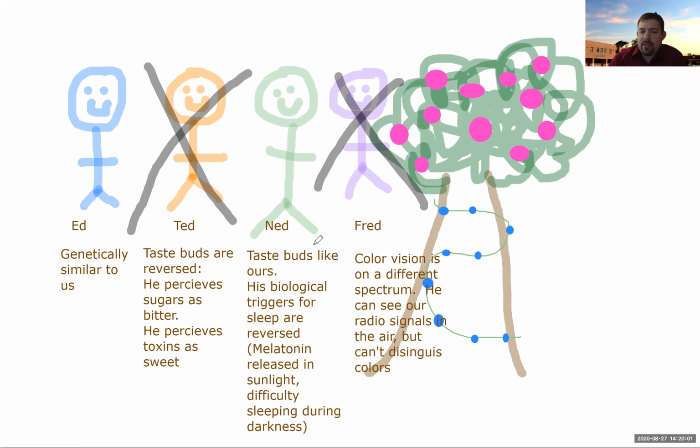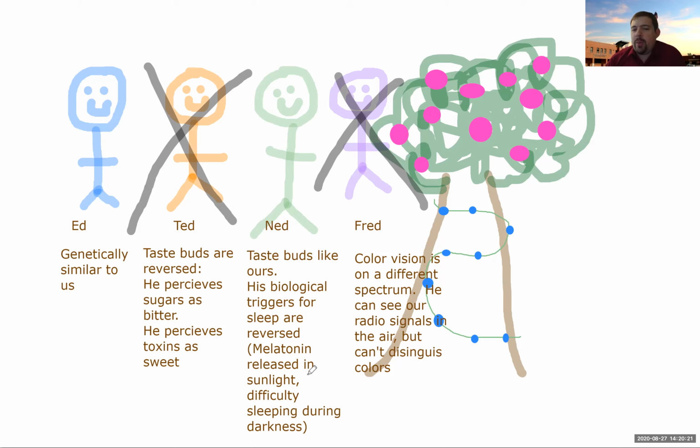Ned sees color like us. He tastes like us. But Ned has the biological trigger for sleep is different. So where humans, most of us, when it starts to get dark, we start to feel more tired. Whereas Ned reverses. It starts to get dark, and that's when Ned starts to energize.